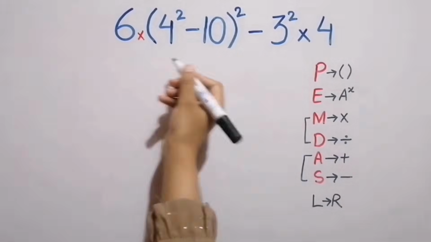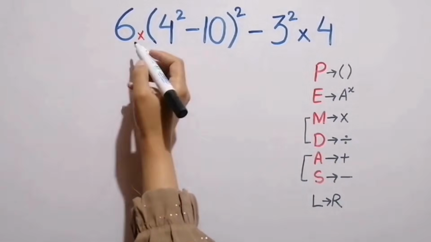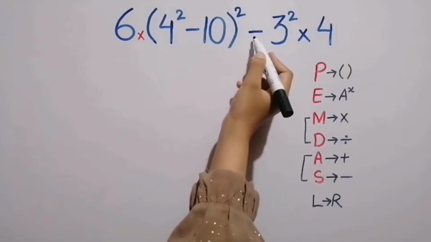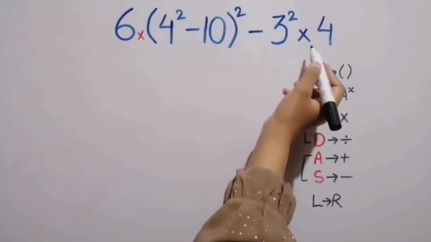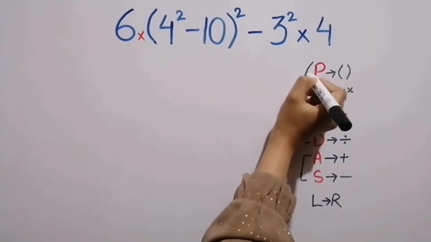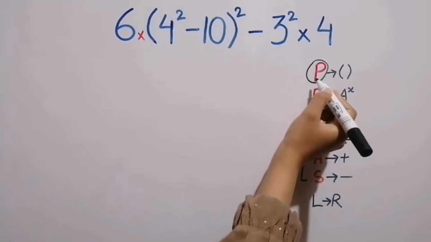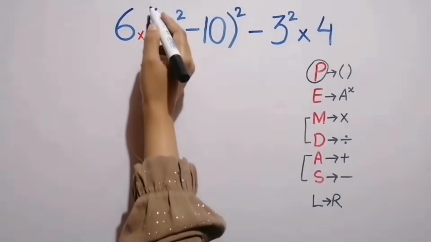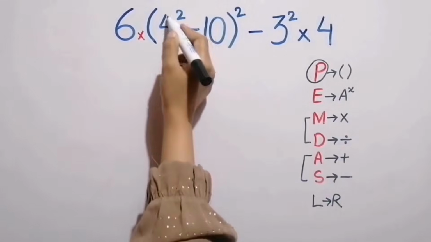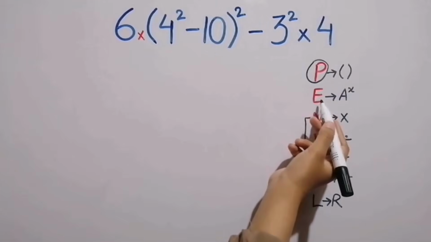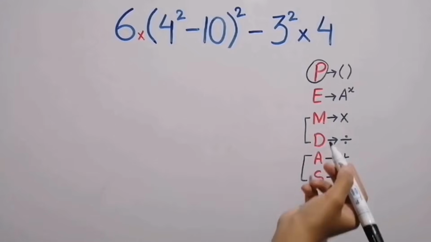As you can see on the screen, in this expression first we have a multiplication sign, then parentheses followed by an exponent, and a minus sign, then again an exponent, and finally multiplication. According to the PEMDAS rule, first we simplify the parentheses, because parentheses have higher priority than all other operations. Inside these parentheses we have an exponent and subtraction. First we do the exponent, because after parentheses, exponent comes before subtraction.